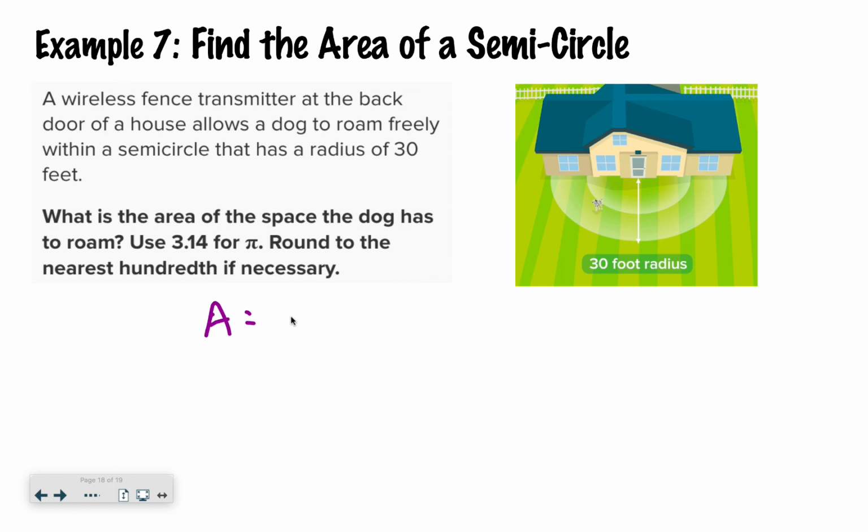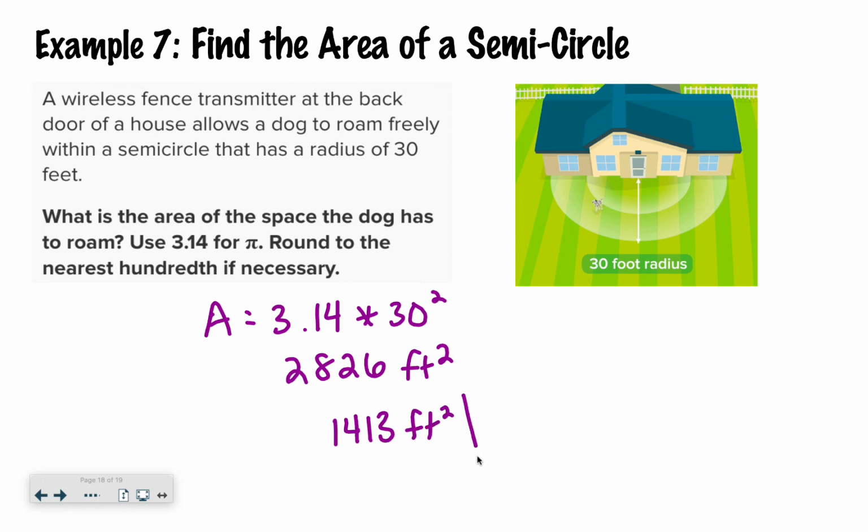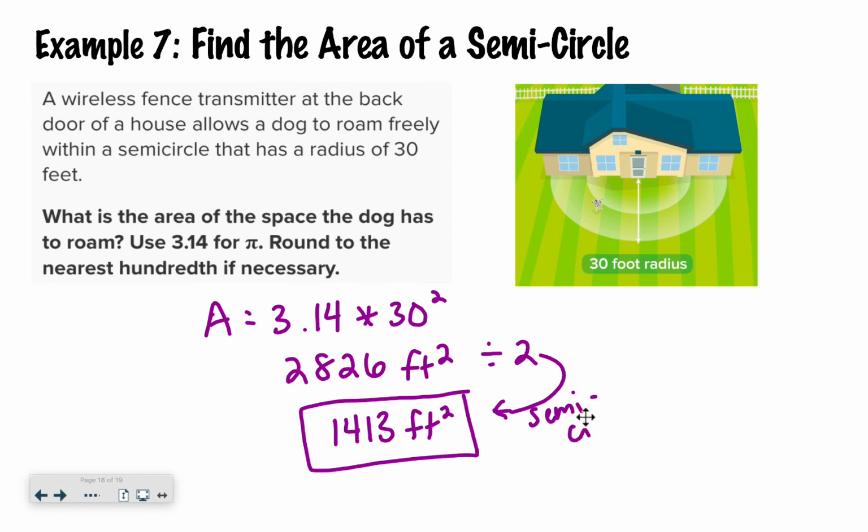So let's start by finding the area of a circle with a radius of 30 feet. So we say pi times our radius squared. So if we say 30 squared, I get 900 times 3.14, I get 2,826, and that is feet squared. But since we're dealing with a semicircle, I divide that answer by 2, and I get 1,413 feet squared. And that would be my final answer. I divide by 2 in order to get my semicircle. So hopefully that doesn't seem too bad. It's just tacking on one step at the end.